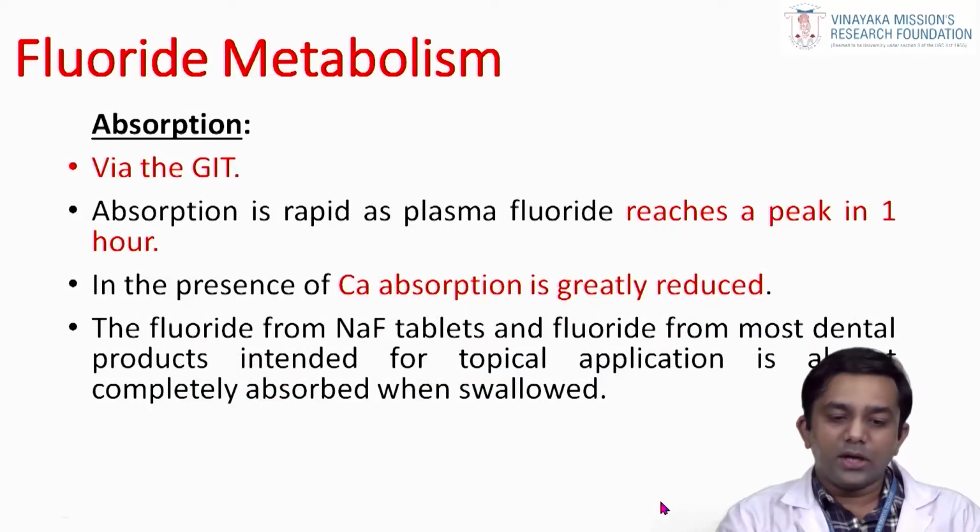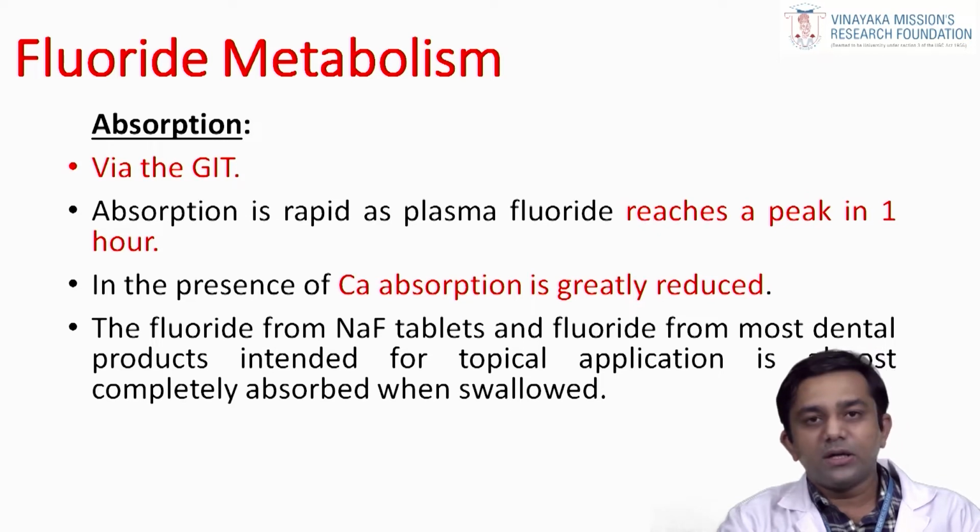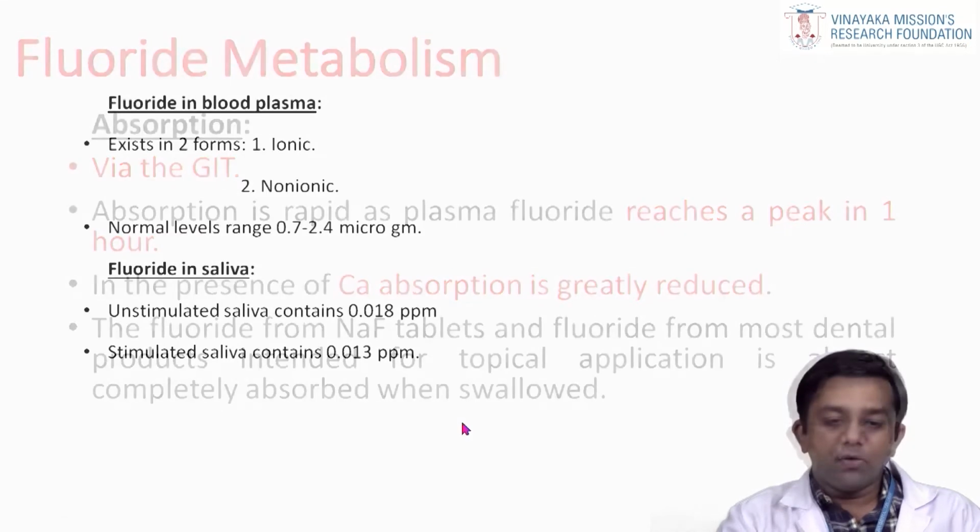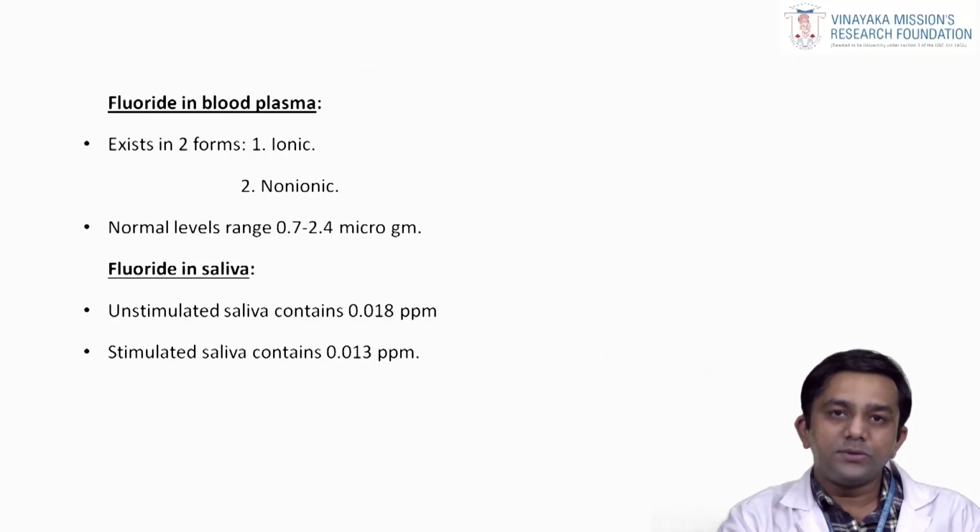Coming to metabolism of fluoride, fluoride absorption mostly occurs from the gastrointestinal tract. Absorption of fluoride is rapid, as plasma fluoride reaches a peak in about 1 hour. So, the maximum amount of fluoride is reached in about 1 hour, and then there is a slow and gradual decline in the absorption of fluoride. Any calcium that is present during this absorption has a reducing effect on the absorption process. Fluoride in the blood plasma occurs in two forms, that is ionic and non-ionic forms.